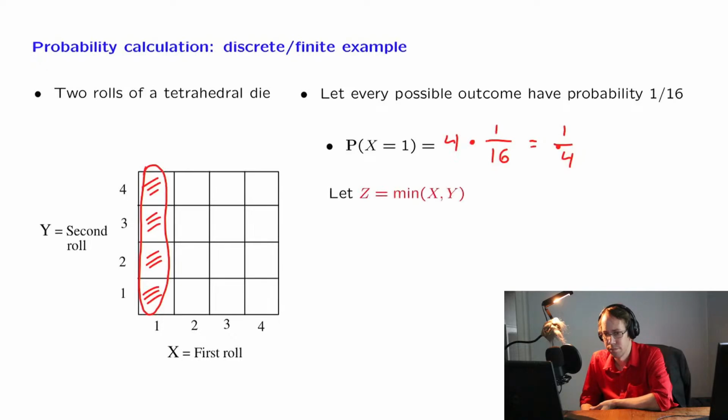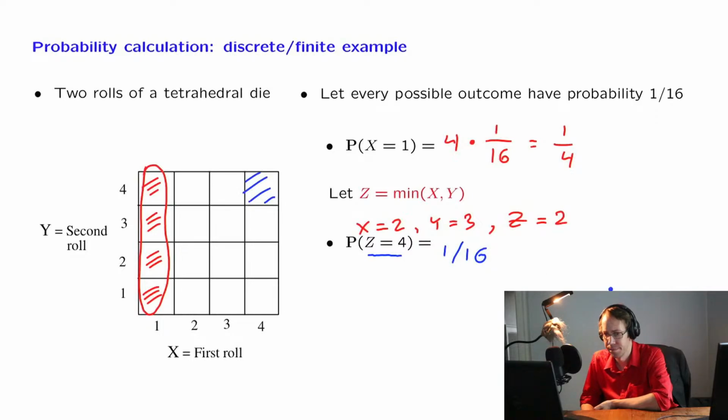Let now z stand for the smaller of the two numbers that came up in our two rolls. So for example, if x is 2 and y is equal to 3, then z is equal to 2, which is the smaller of the two. Let us try to calculate the probability that the smaller of the two outcomes is equal to 4. For the smaller of the two outcomes to be equal to 4, we must have that both x and y are equal to 4. So this outcome here is the only way that this particular event can happen. Since there's only one outcome that makes the event happen, the probability of this event is the probability of that outcome and is equal to 1 over 16.